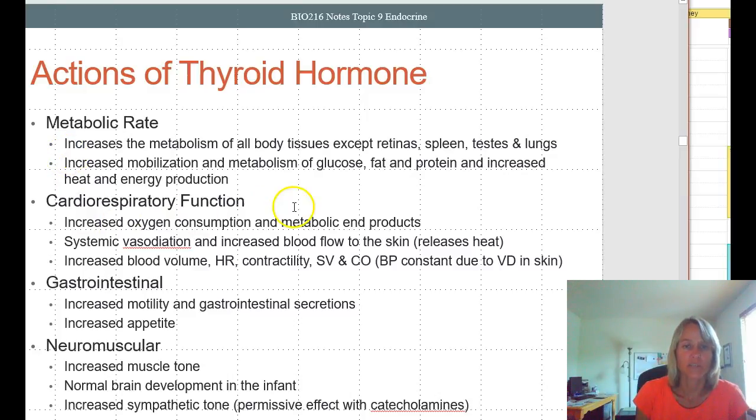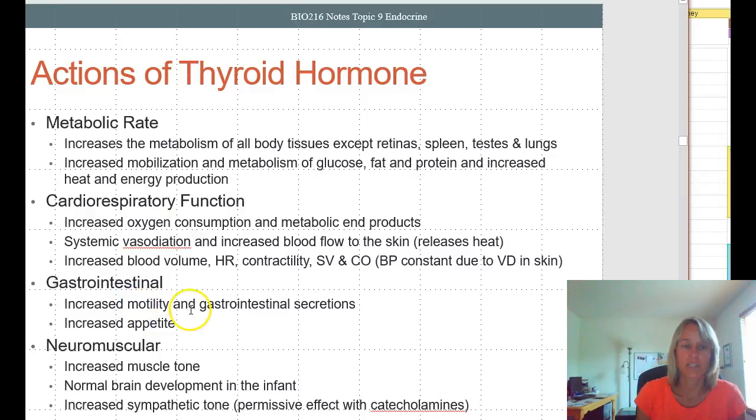Its effects on cardiorespiratory function are going to increase oxygen consumption and metabolic end products. It's going to cause systemic vasodilation and increase blood flow to the skin, and this will release heat. It's going to cause increased blood volume, increased heart rate, increased contractility of the heart. This is going to lead to increased stroke volume and cardiac output, although the blood pressure is going to remain relatively constant due to that vasodilation in the skin.